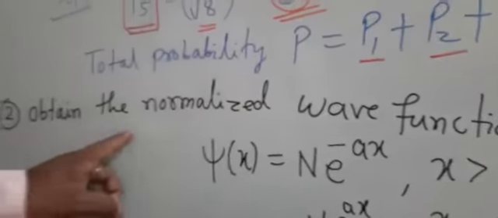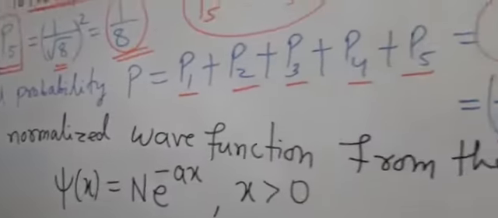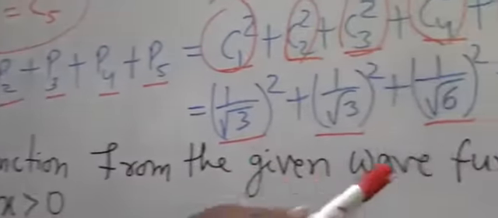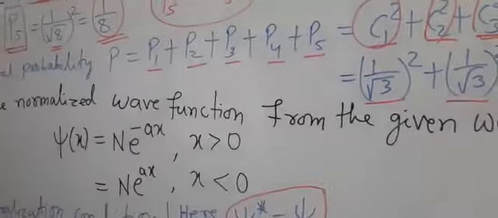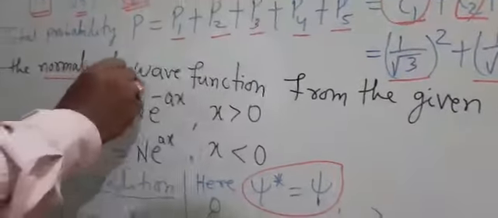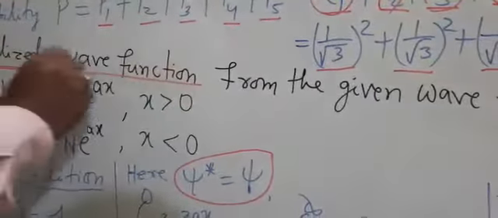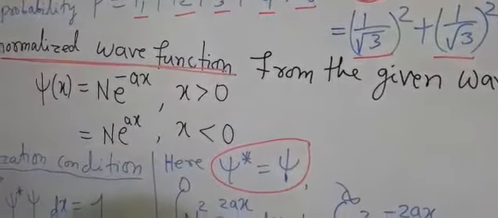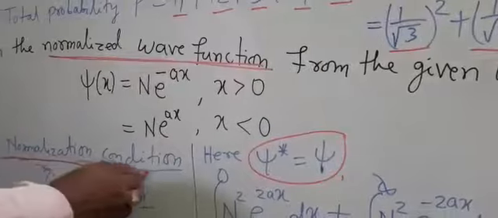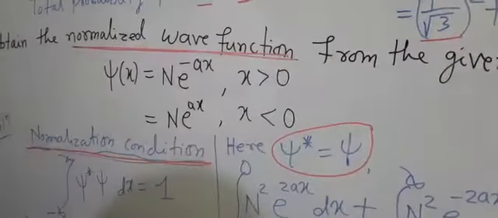Then come to the next question: obtain the normalized wave function from the given wave function. One wave function is given, and you have to find the normalized wave function. To get it, you have to apply the normalization condition.